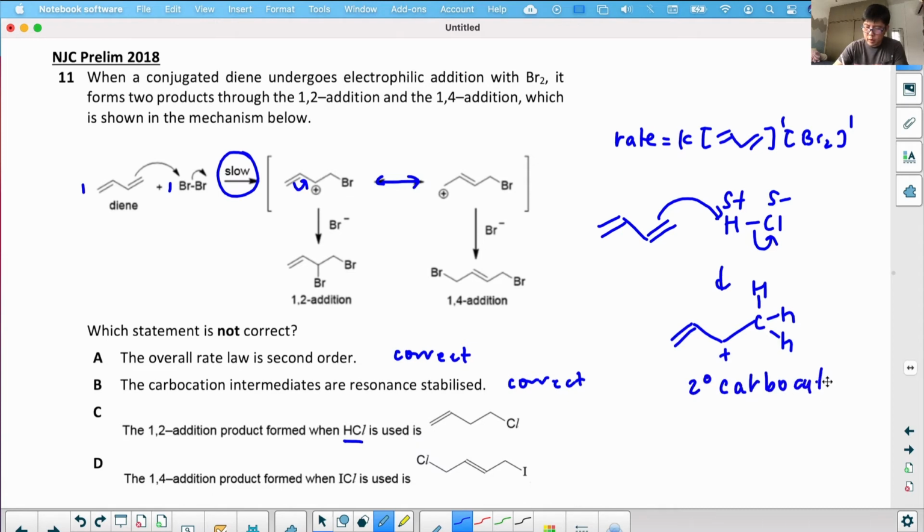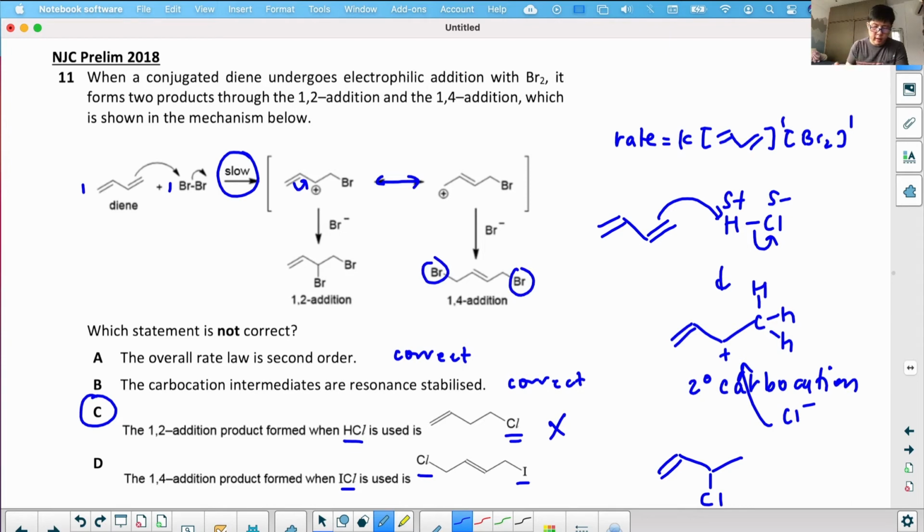All right. Then the next step is the Cl minus will attack this carbocation, and the end product will be something like this, with a Cl over here. Since they drew it like that, they put a Cl on the side, so this is taken to be wrong, and so the answer is C. If you add ICl, it doesn't matter. So I and Cl on either end like this is totally fine.